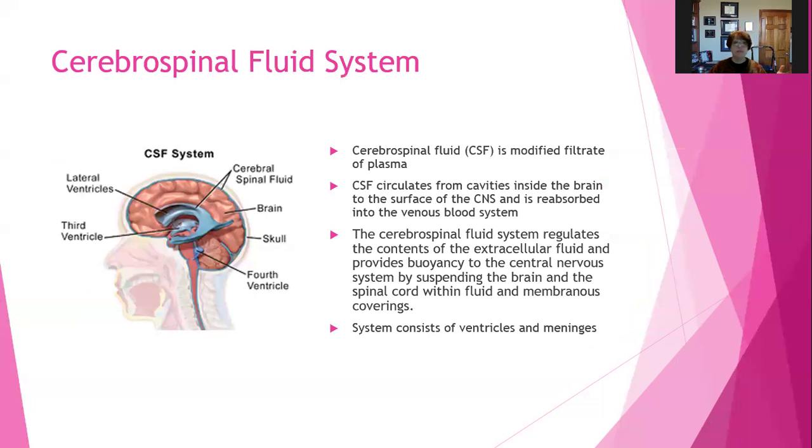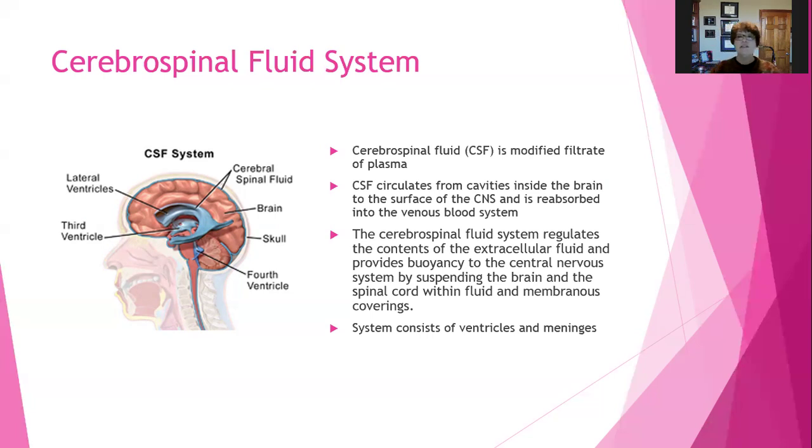The cerebral spinal fluid system is a protection system for the brain. The cerebral spinal fluid itself is a modified filtrate of plasma, just like our blood plasma. It circulates from cavities inside the brain to the surface of the central nervous system, and then it's reabsorbed into the venous blood system. So the CSF system regulates the content of extracellular fluid and provides buoyancy to the central nervous system by suspending the brain and spinal cord within fluid and membranous coverings.